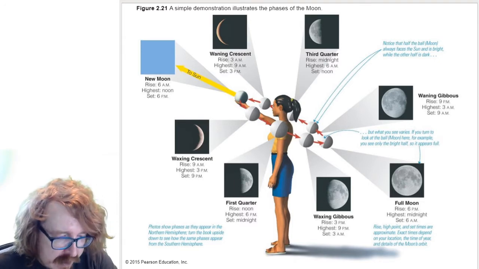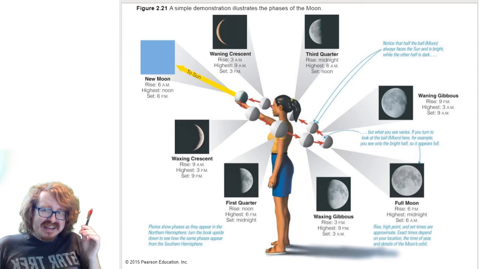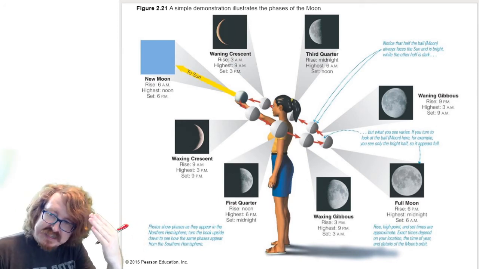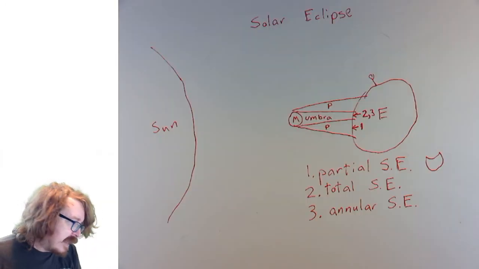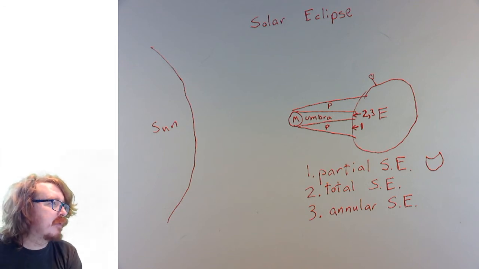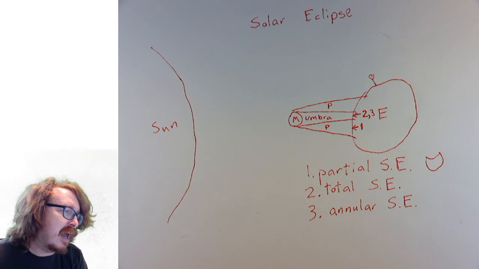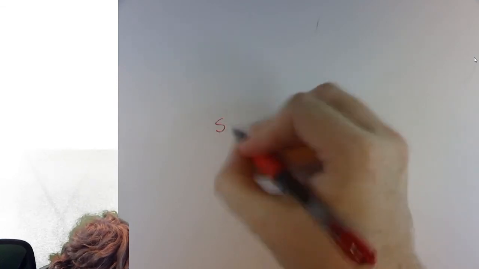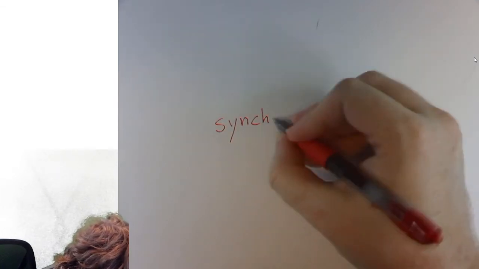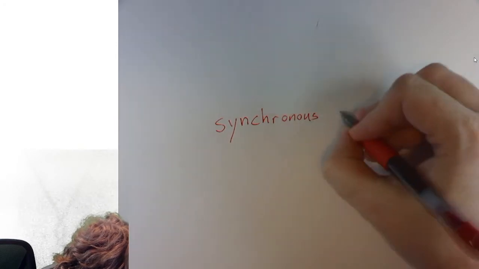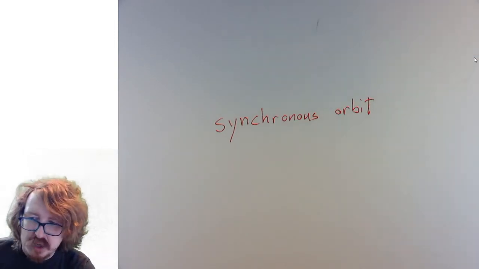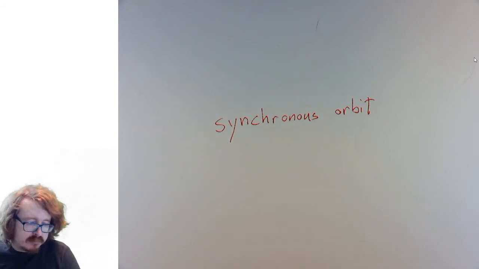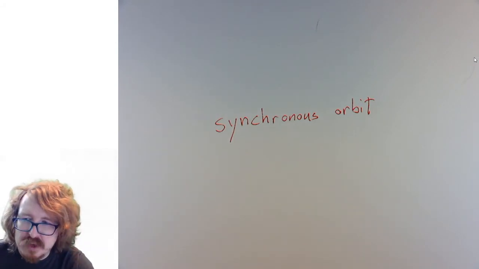Okay, now, but here's what I'm getting at here. Because the moon always has one side facing us, that means it has a special type of orbit called, here we go, a synchronous orbit. I'll write that down because it's kind of hard to spell. So a synchronous orbit, the moon has a synchronous orbit. It is synchronized, okay? But what do we mean when we say it's synchronized?